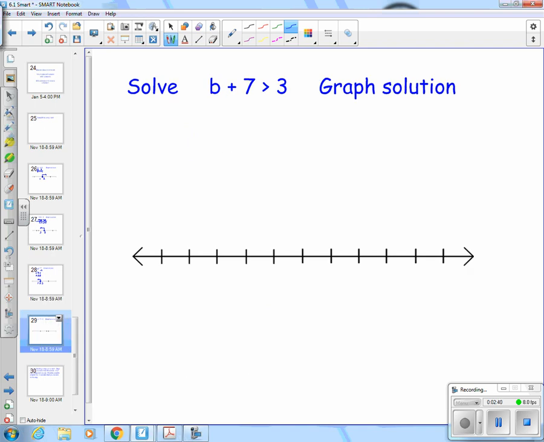B plus 7 is greater than 3. Subtract 7 on both sides. So we find out B is greater than negative 4. Be careful on your number line that as you're putting down negative 4, negative 3, and negative 5, that you have your numbers going in the right direction. We're going to have an open circle on negative 4 and all numbers greater than, so to the right. I really only need one number on the left, one number on the right with the number in between. I don't need any more numbers on the number line than that.